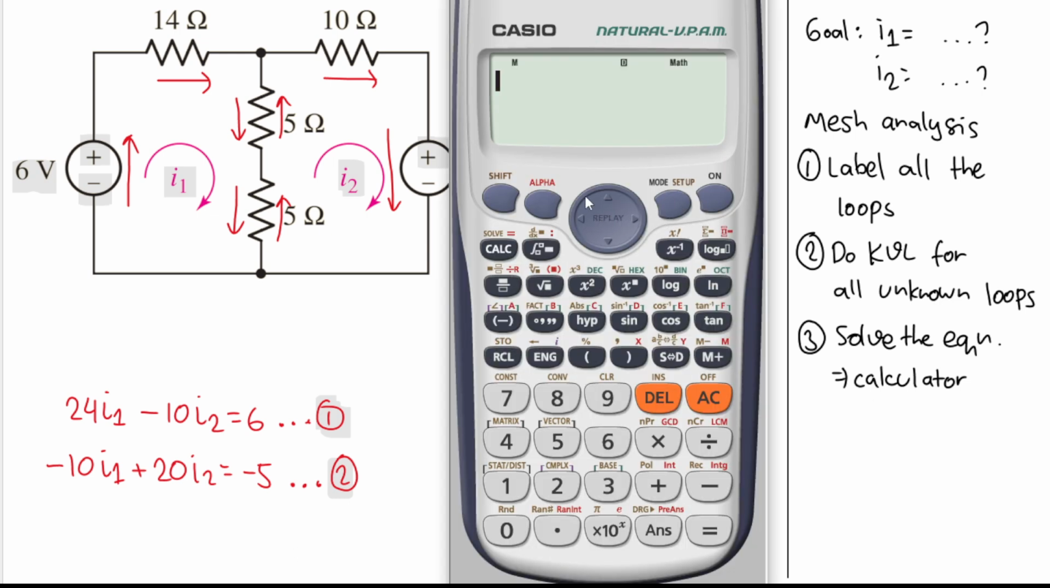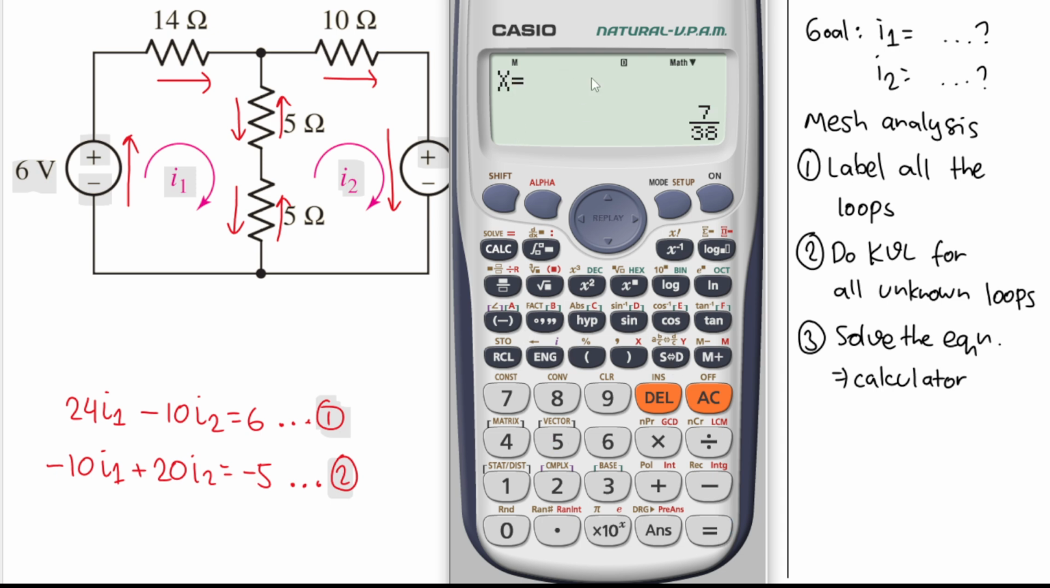And let's set up our calculator here. Let's set this up as equation solver, which is number 5. And we have 2 variables, which is number 1. And we are given this blank matrix here. What we need to do is just plug in all the coefficients. So for the first equation, we will have 24 I1, and then minus 10 of I2, and then 6. Good. And then for the second equation, I will have minus 10, and then 20, and then minus 5.